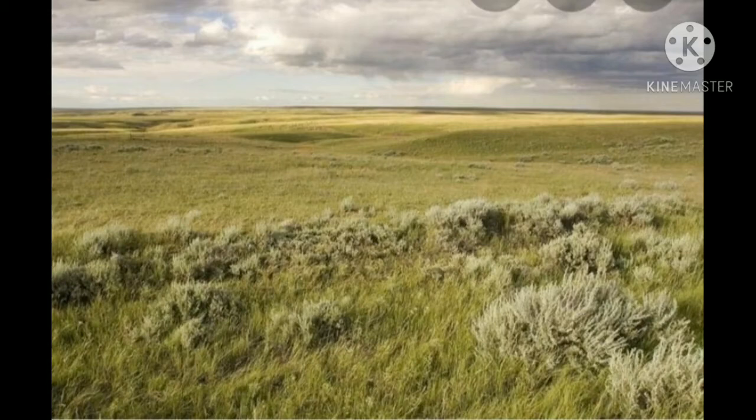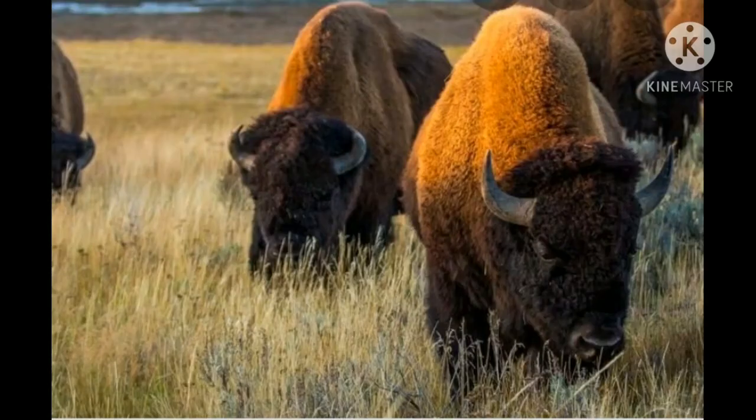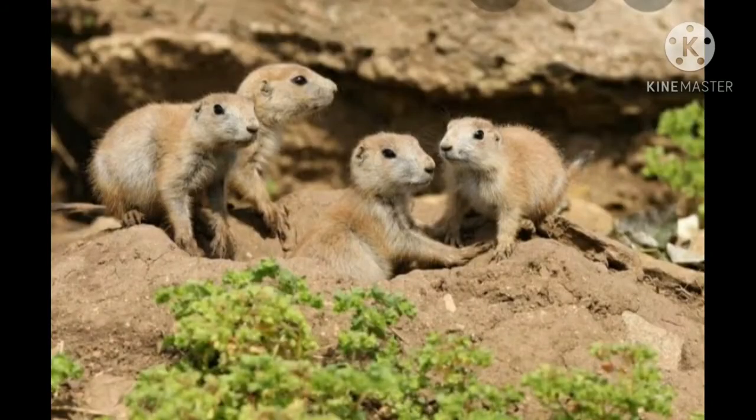Now let's talk about the wildlife. Domestic animals like cows, bullocks, horses, sheep and goats are reared here. The wildlife include deer, dogs and wolves. Birds like falcons, hawks, owls, eagles and bustards are found here. The bison is a protected animal found here. The prairie dogs belong to the rat family and live in small groups called coteries, which means groups of prairie dogs.